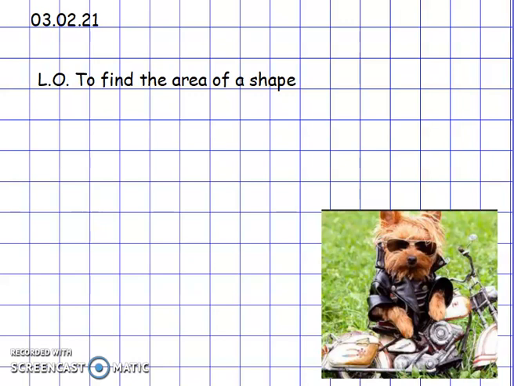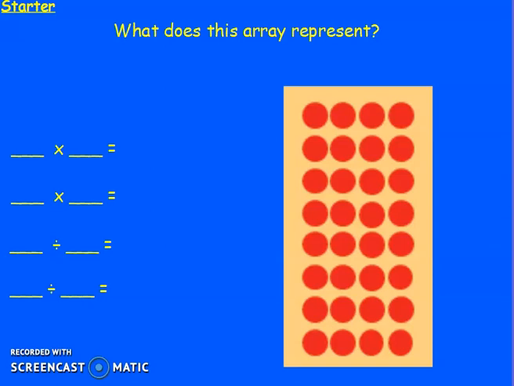Welcome back. I hope you've spotted this little dog here and his motorbike, and I hope that's making you smile this morning. Let's get our brains warmed up this morning with some multiplication. What does this array represent? And how can we write the fact family? Can you do this with me in your maths book?